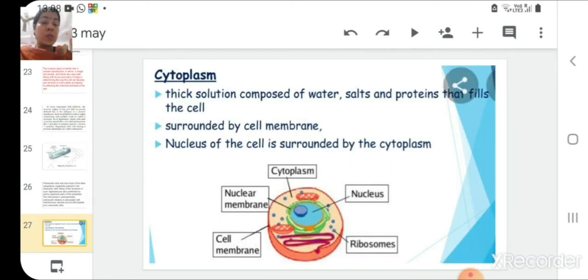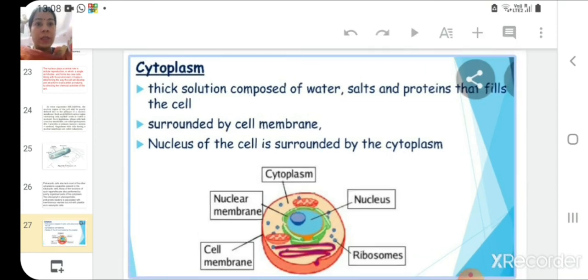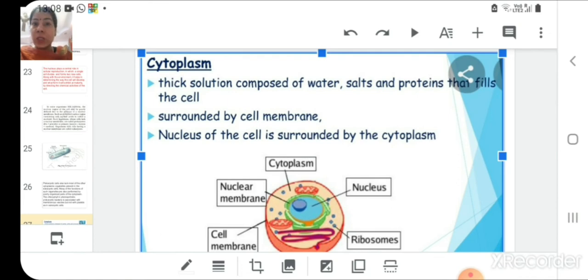Now let us focus on the other important part of the cell, that is cytoplasm. Children, this word can be broken into two parts. Cyto means cell, plasm means fluid. The fluid which is present in the cell is called cytoplasm, which is generally not like the water. It is a thick solution, the major part of which is made up of water along with some salts and proteins that fill the cell. This cytoplasm is surrounded by cell membrane. Nucleus of the cell is surrounded by cytoplasm.